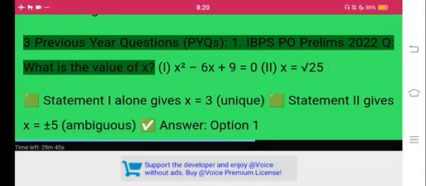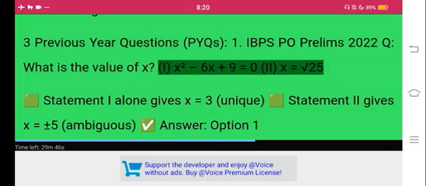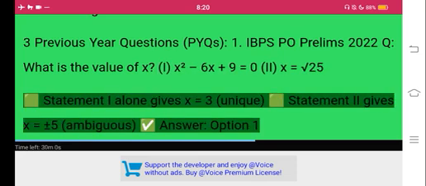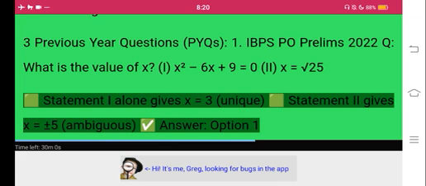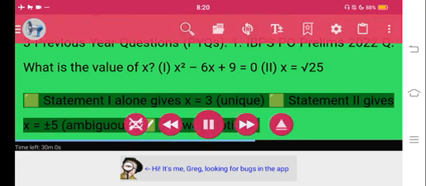Three previous year questions. PYQ 1: IBPS PO Prelims 2022. What is the value of x? 1. x squared minus 6x plus 9 equals 0. 2. x equals square root of 25. Statement 1 alone gives x equals 3, which is unique. Statement 2 gives x equals plus or minus 5, which is ambiguous. Answer: Option 1.